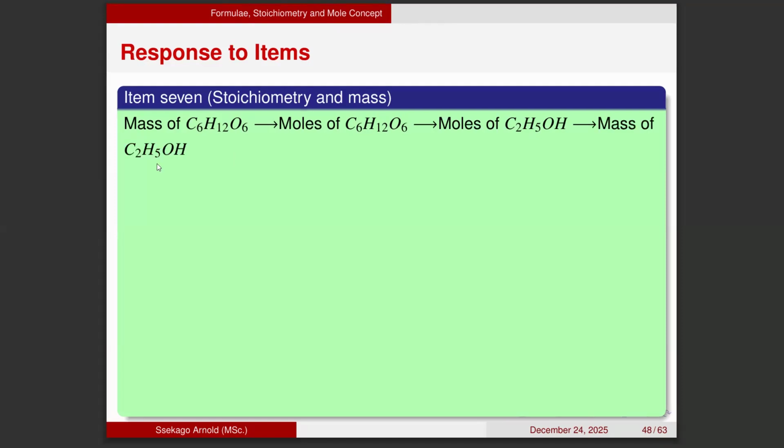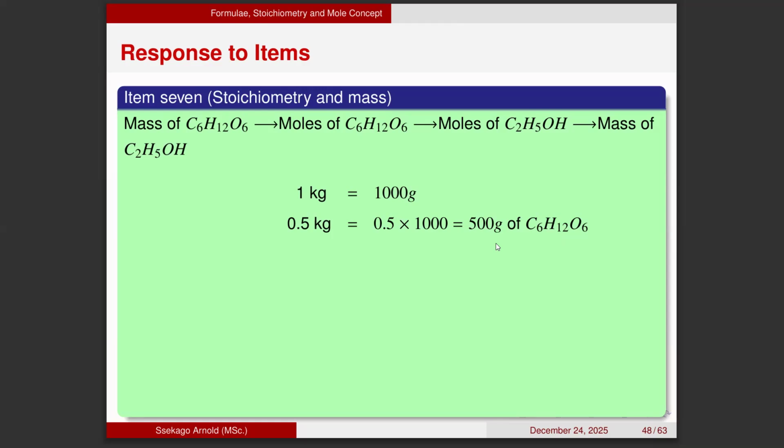So we start with the mass of glucose. It has been given as 0.5 kilograms. In chemistry, we operate with mass in grams. Therefore, we convert the 0.5 kilograms to grams. We very well know from mathematics that 1 kilogram is equal to 1,000 grams. So 0.5 kilograms will be equal to 0.5 times 1,000. Calculating this, we obtain 500 grams of glucose. So we have the mass of glucose as 500 grams.